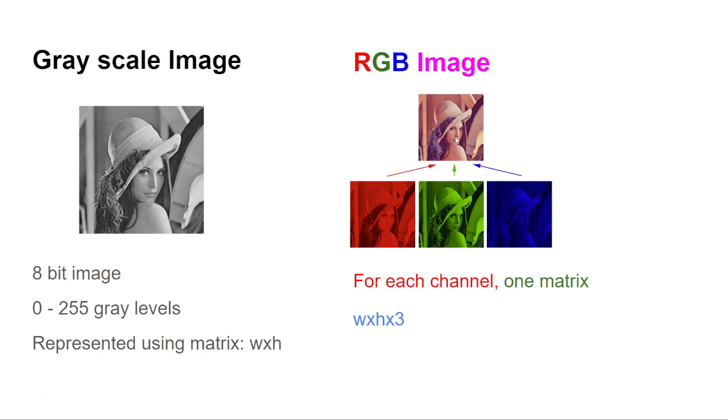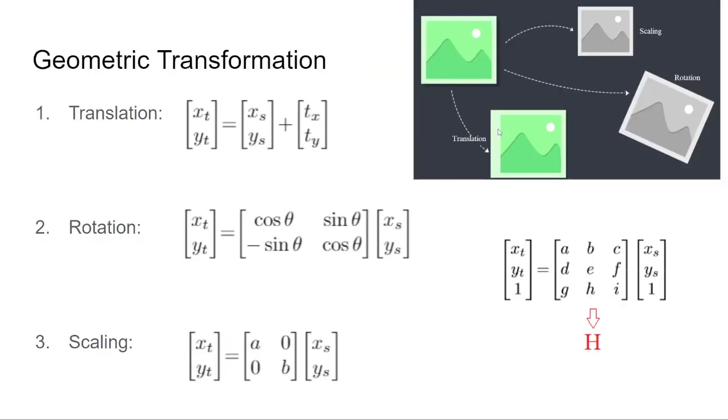In the case of an RGB image, one RGB image is represented using 3 channels, red, green and blue, and each plane will have W by H dimension. So the whole image will be represented using W by H by 3. So this is the difference between grayscale and RGB image.